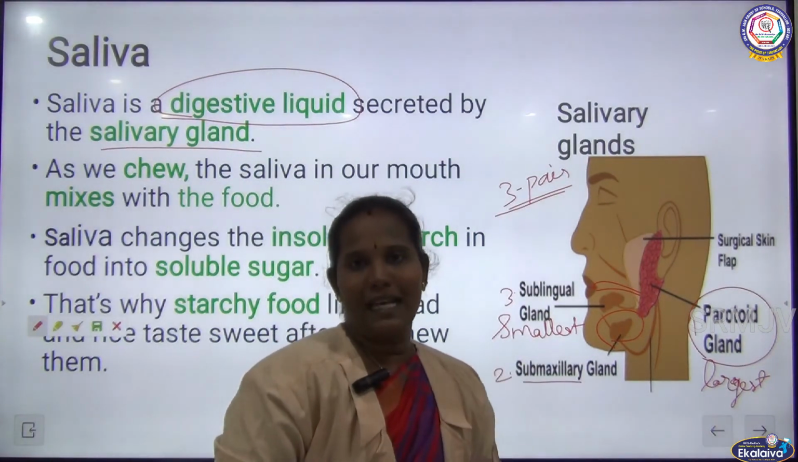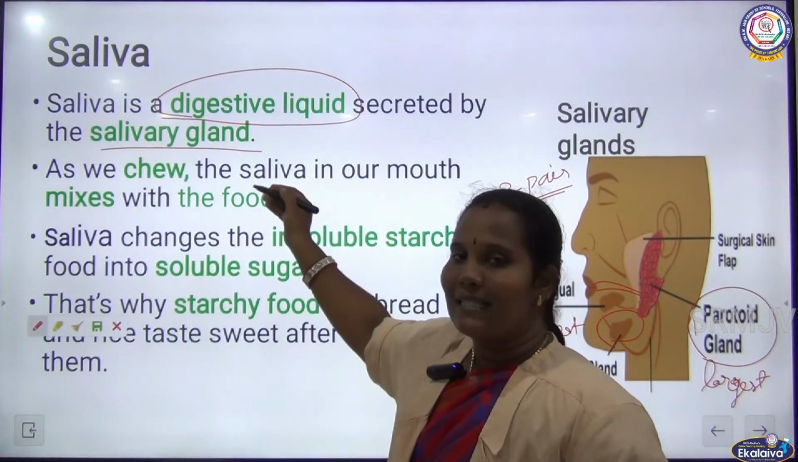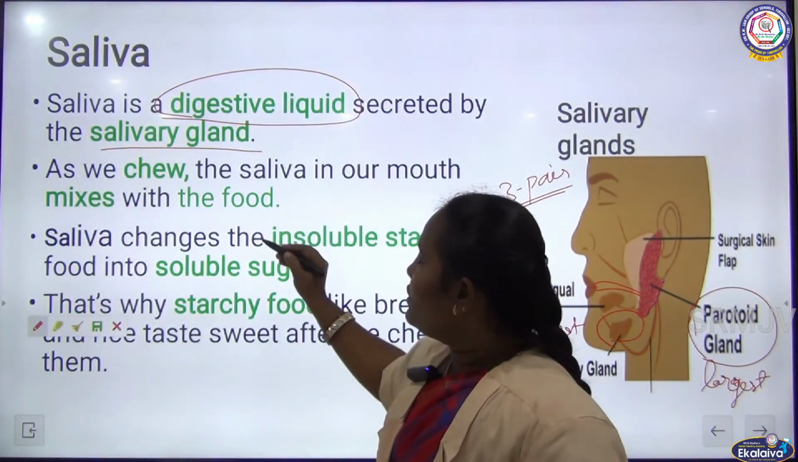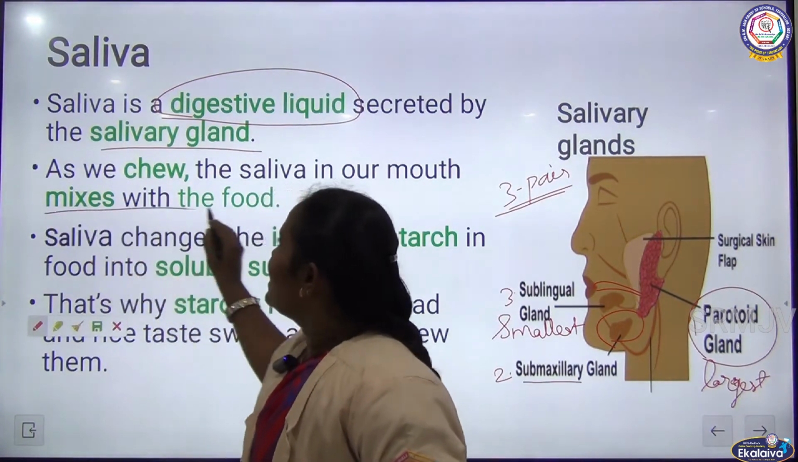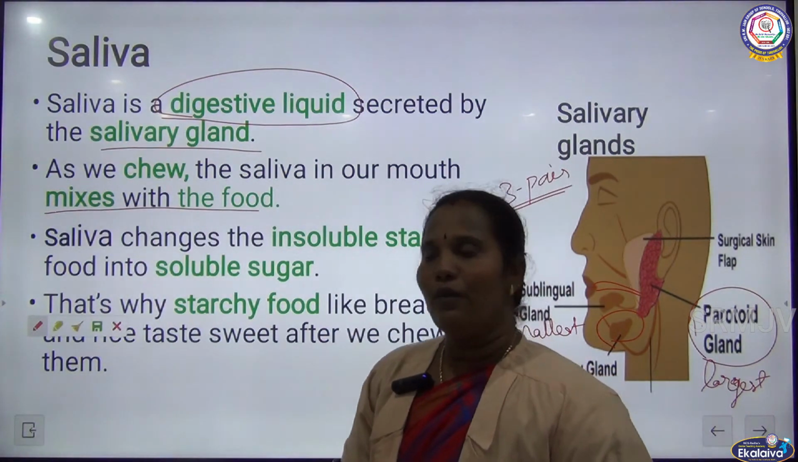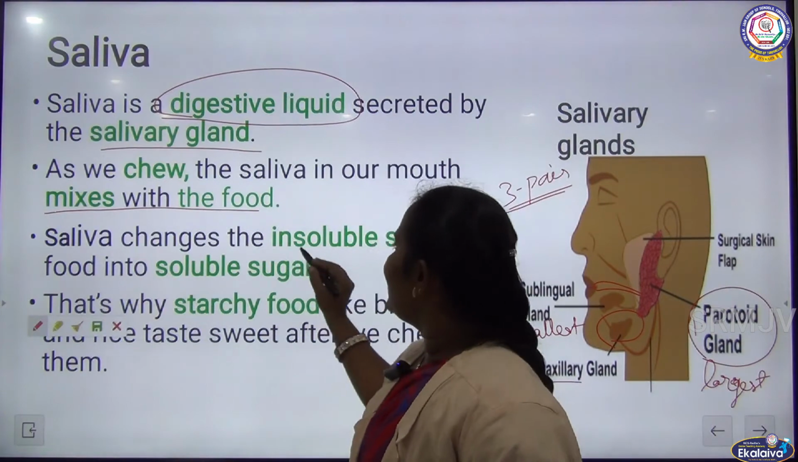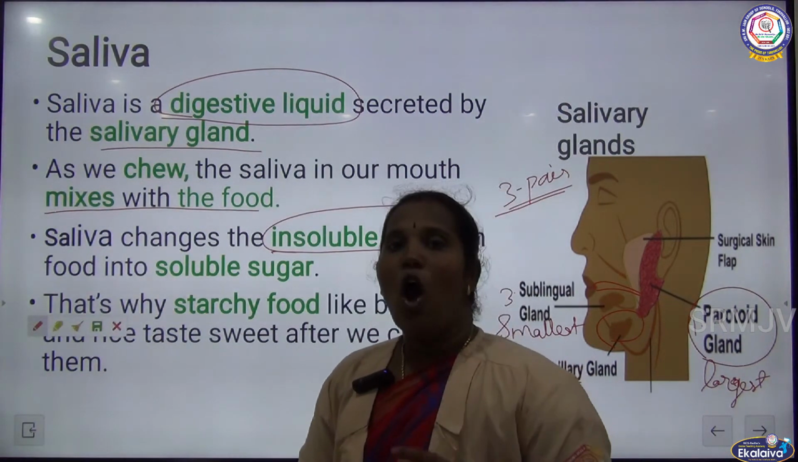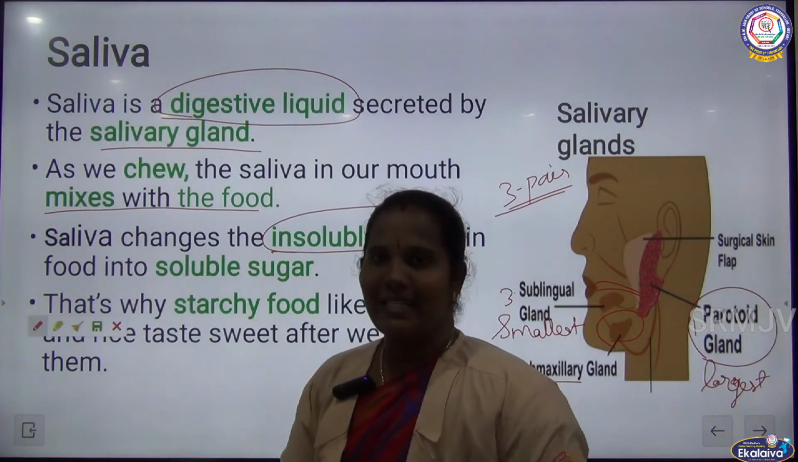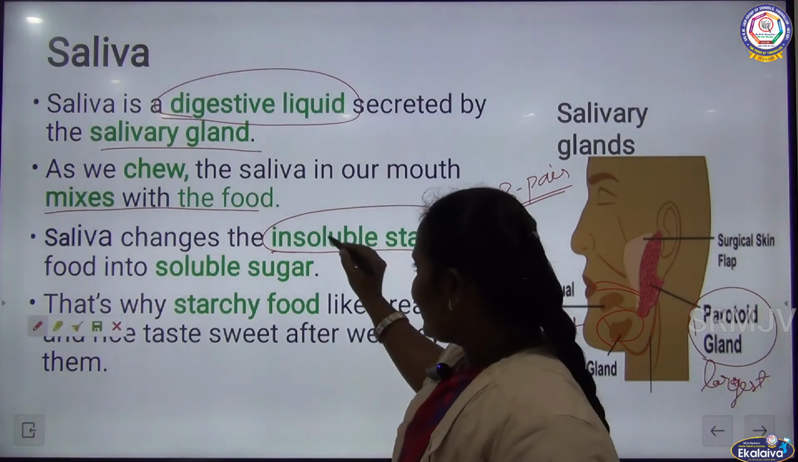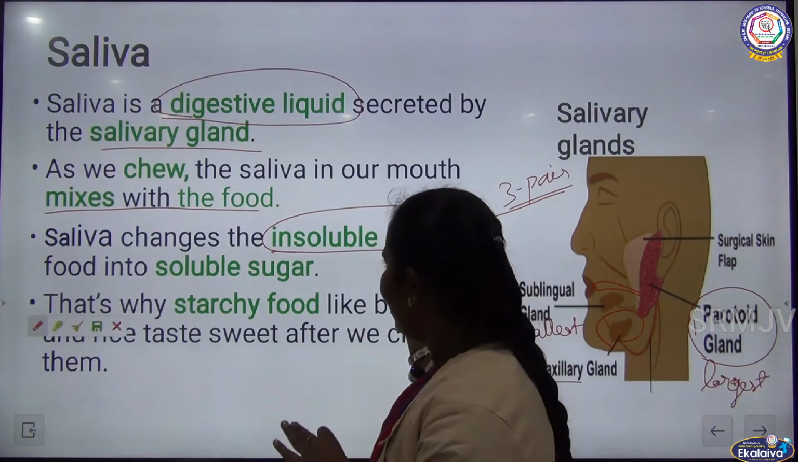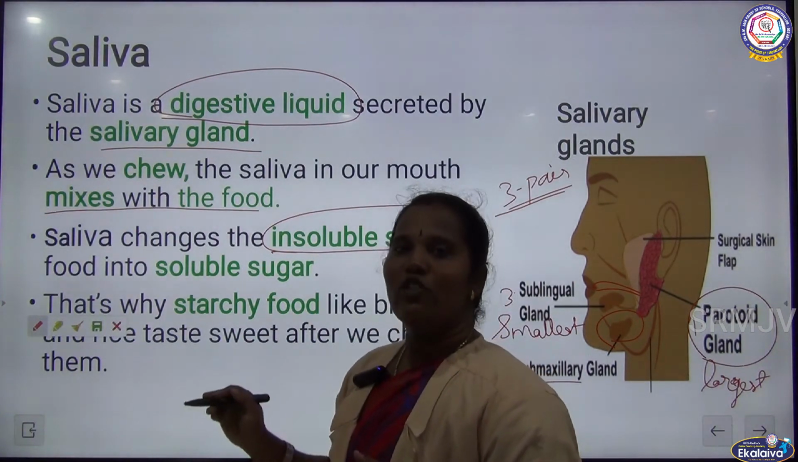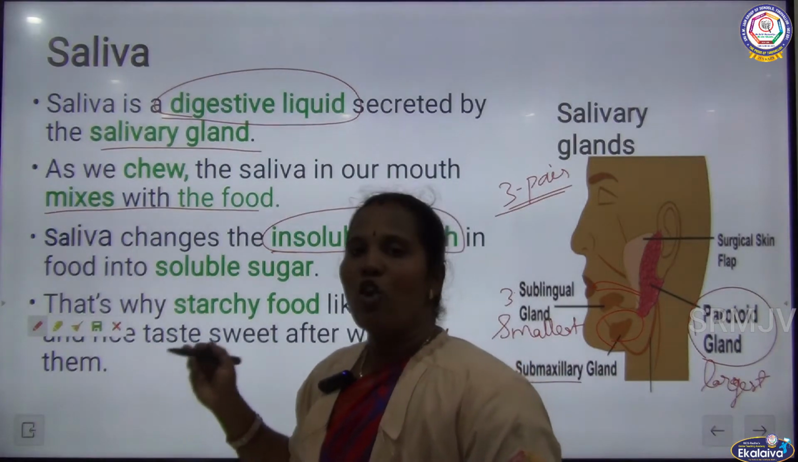So these salivary glands secrete saliva, which helps our digestion. How they help means they mix with the food. After that, the saliva changes. What is the use of the saliva? The saliva always keeps our mouth moist, as well as it helps to convert the insoluble starch into soluble sugar. Insoluble starch is converted into a soluble sugar.